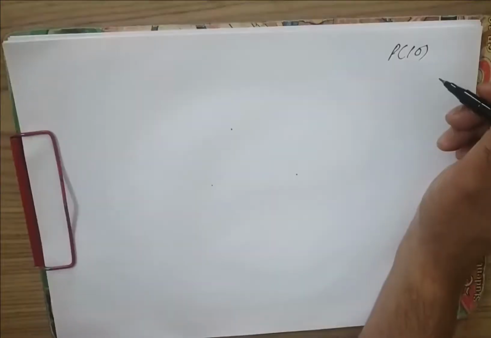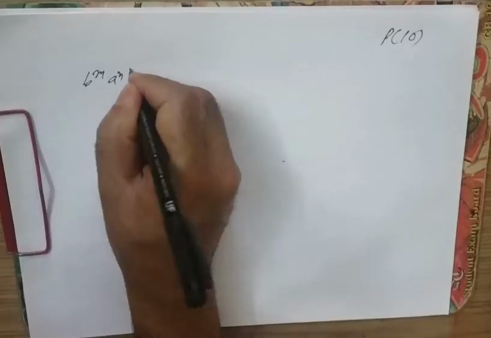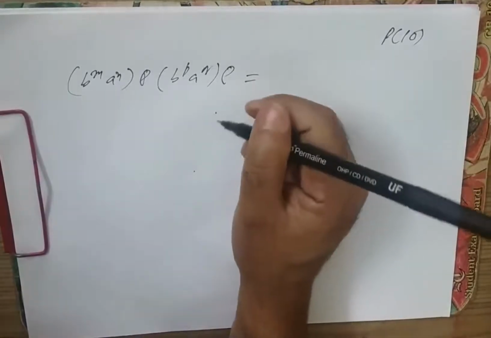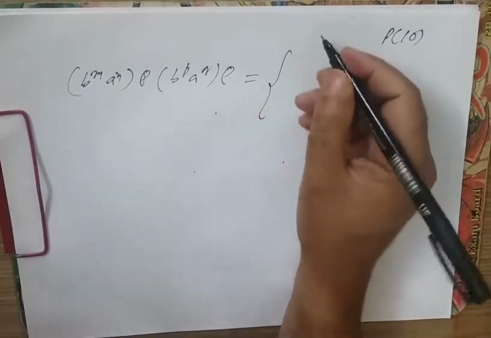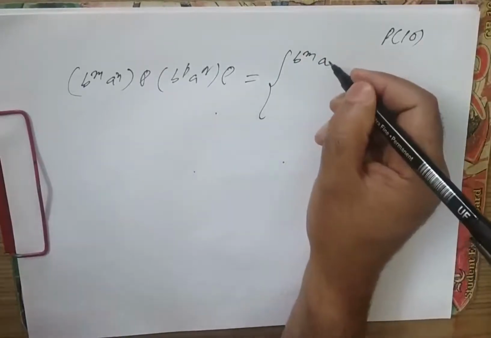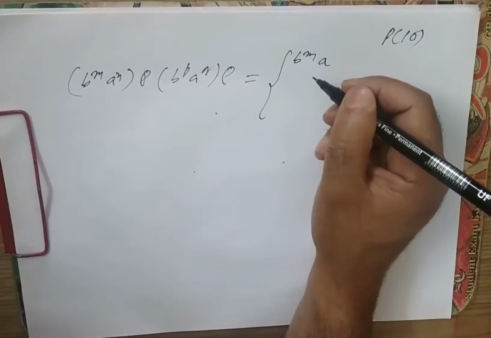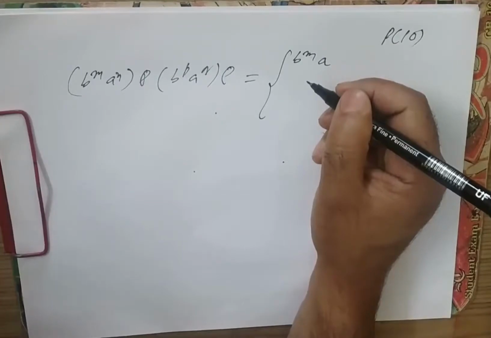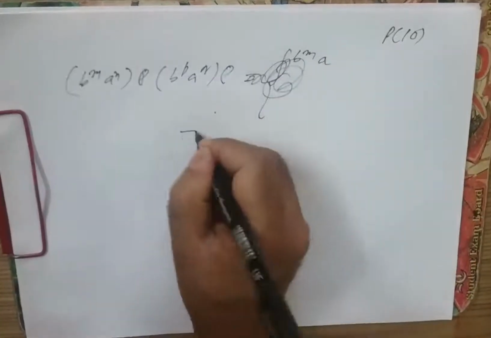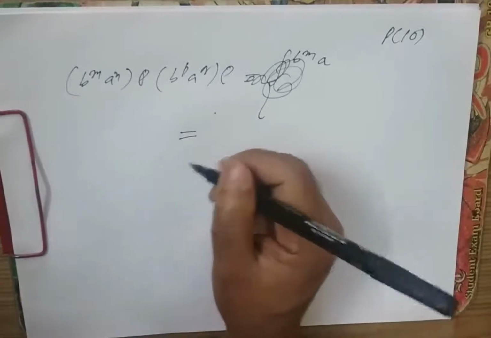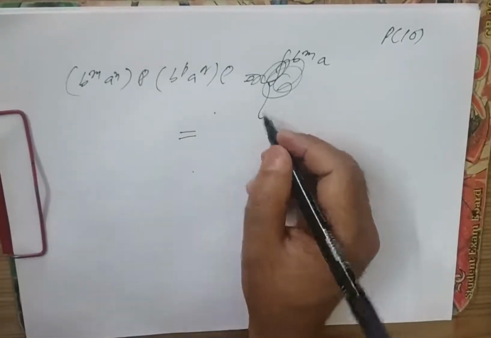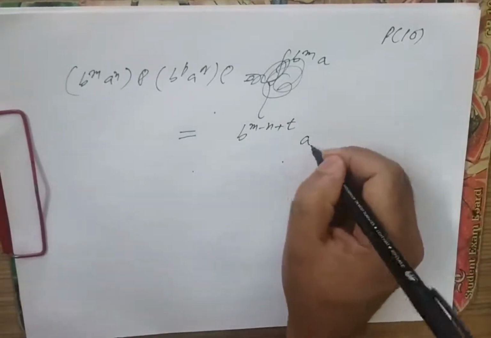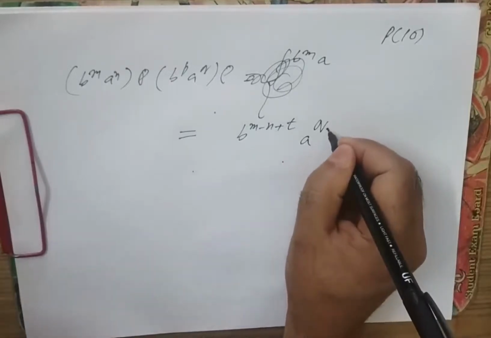And we can write this as now the product of row class of b power n, a power p with row class of b power p, a power q. It's equal to the row class of b power m minus n plus t into a power q minus p plus t.